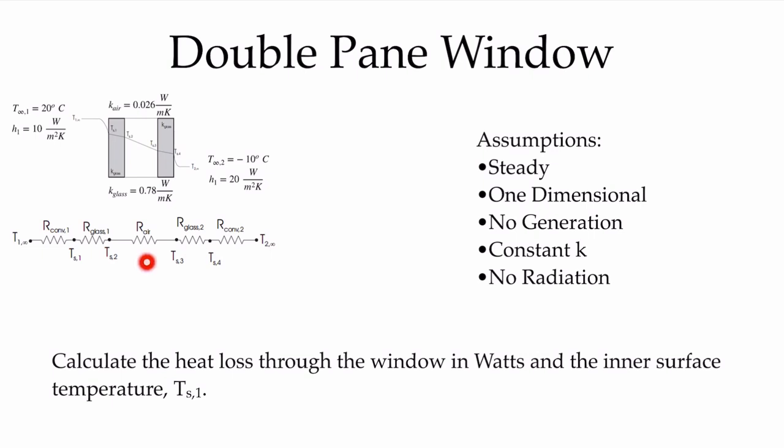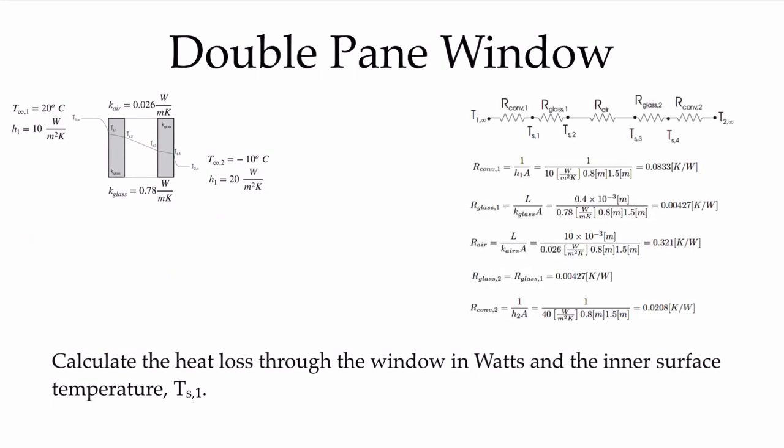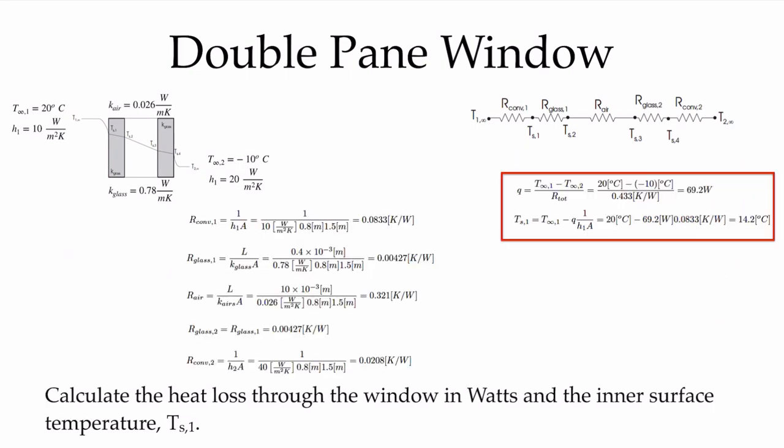But in between, we have the air resistance of the 1 centimeter air gap with this very low conductivity. So that's an additional resistor in our network. Evaluating each of those, convection and conduction resistances, they're all listed here. You can see the values, and of course the rest is identical.